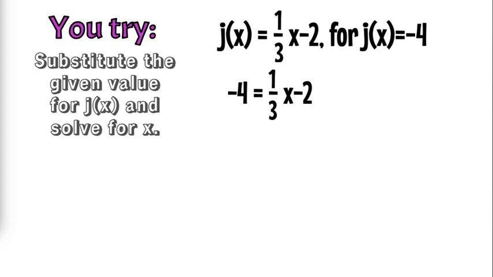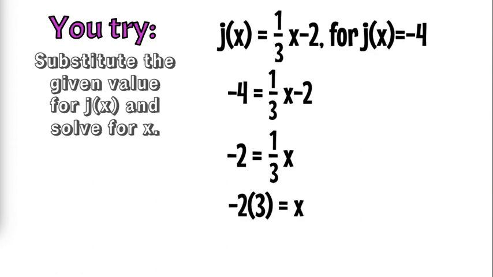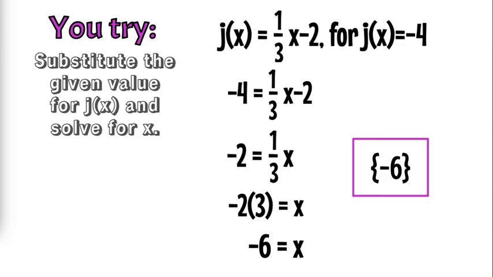If you paused the video and you plugged in negative 4 for j of x, you got negative 4 equals 1/3 x minus 2. Adding 2 to both sides gives us negative 2 equals 1/3 x. And multiplying both sides by 3, we get negative 2 times 3 equals negative 6. So x equals negative 6 when j of x equals negative 4.